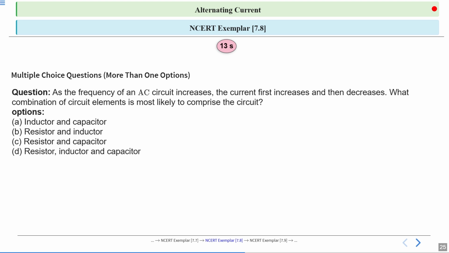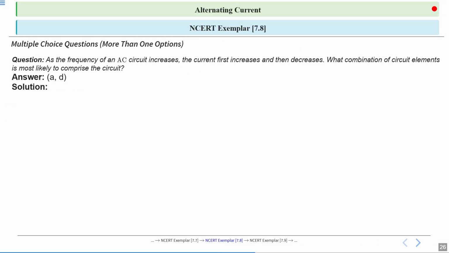So more than one option can be correct. Let's see the solution. Answer A and D, both options are correct. Okay, so what is the thinking process for this question?